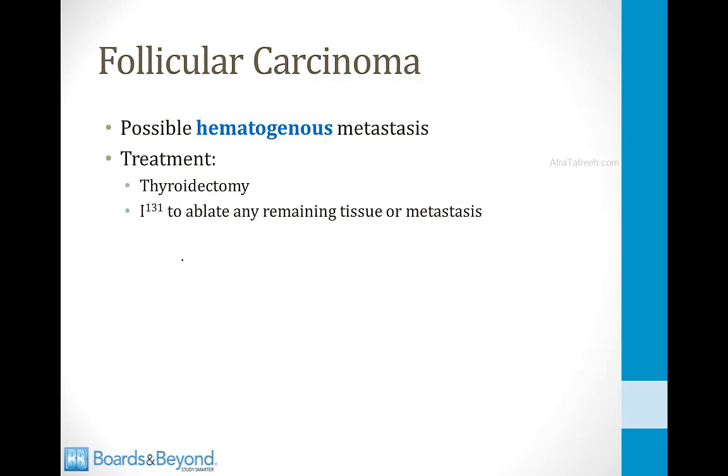Most carcinomas, you may know, spread by the lymph nodes. However, follicular carcinoma is an exception. It can spread through the blood, which makes it unusual. The treatment is usually to remove the thyroid gland and then administer a high dose of iodine-131, which will ablate any remaining tissue or metastasis. This is a radioactive version of iodine, the same version we talked about before that can be used at a small dose for diagnosis. If you give a large dose, it will be taken up by thyroid cells and it will destroy the cells when it emits radiation.